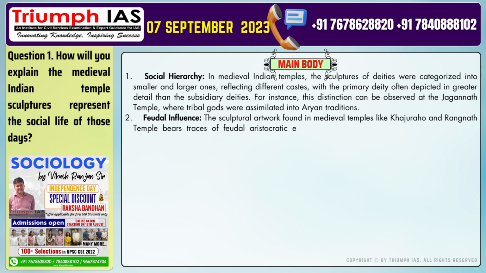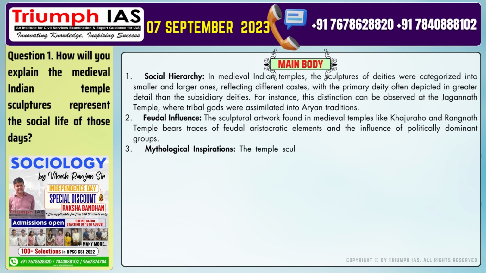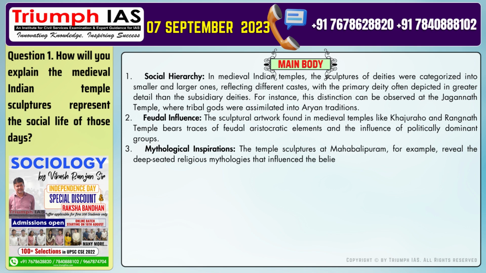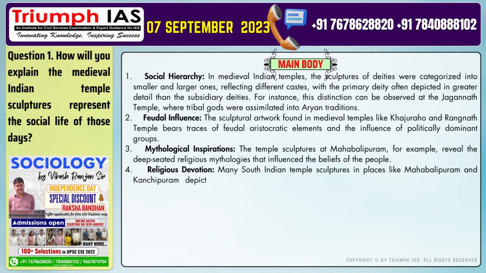Number 3. Mythological inspirations. The temple sculptures at Mahabalipuram, for example, reveal the deep-seated religious mythologies that influenced the beliefs of the people. Number 4. Religious devotion. Many South Indian temple sculptures in places like Mahabalipuram and Kanchipuram depict the prevalent worship of Lord Shiva and Vishnu. Buddhist sculptures constructed during the Pala dynasty provide insights into the popular religious practices of those regions.